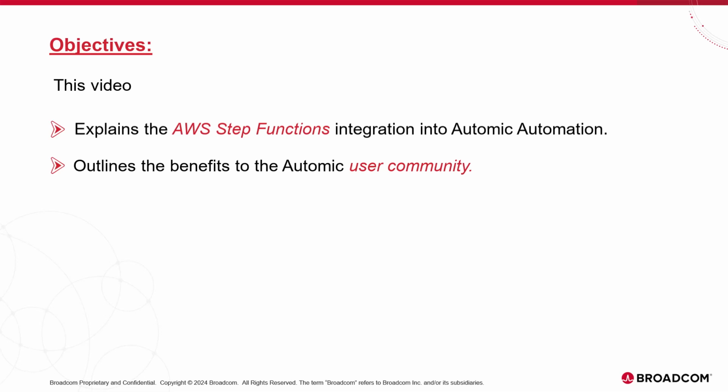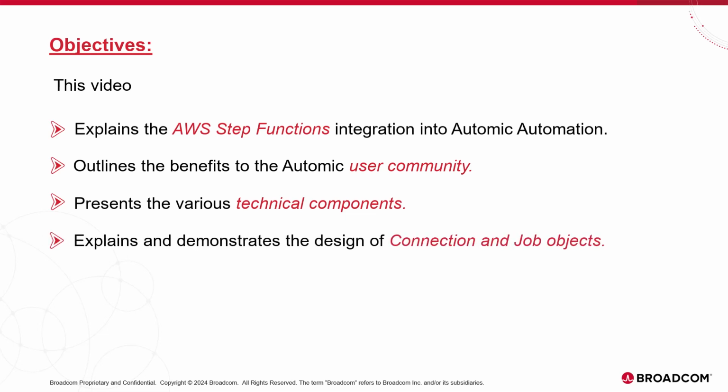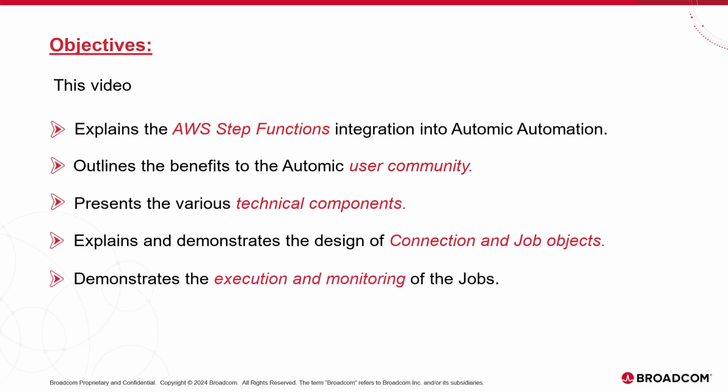With the Automic Automation AWS Step Functions integration, Broadcom provides an orchestrator of orchestrators with all the powerful automation and integration capabilities of Automic Automation. We'll provide some technical insights so that the integration components are clearly identified and the deployment sequence is understood. We'll focus on the configuration of the agent and the design of the two core object templates, connections, and jobs. Finally, we'll run through a demo.